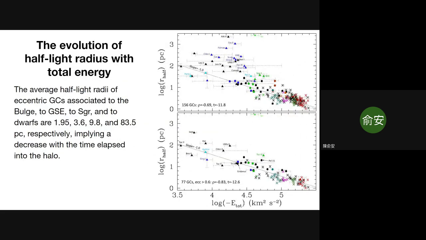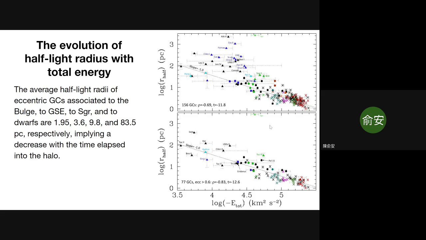I have just one more slide left. So basically, what they find is that this is yet another. So in conclusion, the total energy versus the half-light radius also shows a tight relationship, given what we see before.